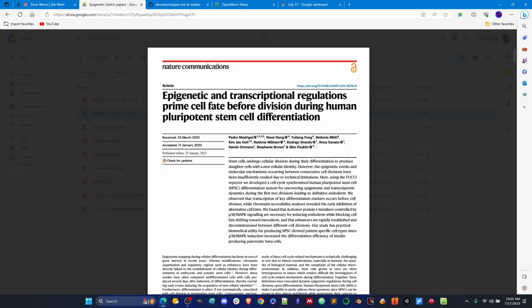And this is, again, epigenetic and transcriptional regulations prime cell fate before division during human pluripotent stem cell differentiation. Again, this is priming cell fate. People are always looking for how cell fate gets primed, or what the factors are that started it down that path. And they talk about this as a method that they're using. People have developed all sorts of methods for looking at these things.